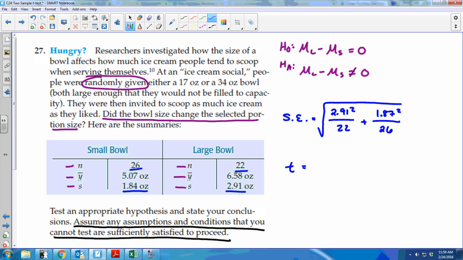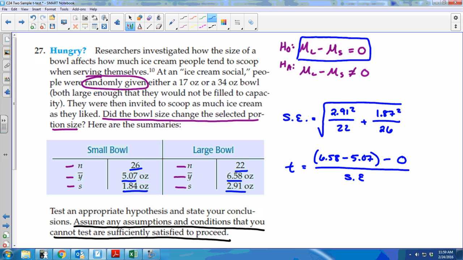For the t statistic, you have the difference in the means minus the difference in the population means over the standard error. So the difference in the means would be 6.58 minus 5.07, minus, we said that we think the population means have a difference of 0, so 0, over that standard error from up here. Again, you can write and figure that all out if you want to, but the calculator will give you the t statistic in like 2 seconds.